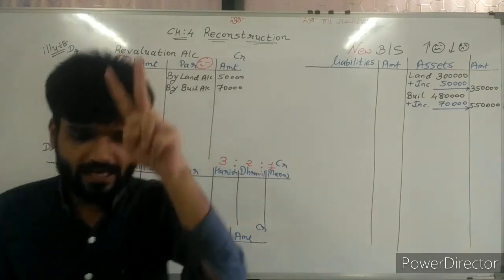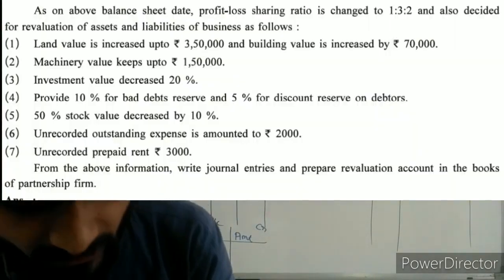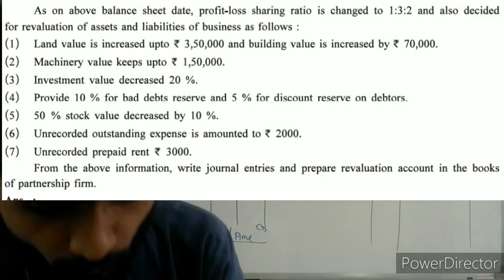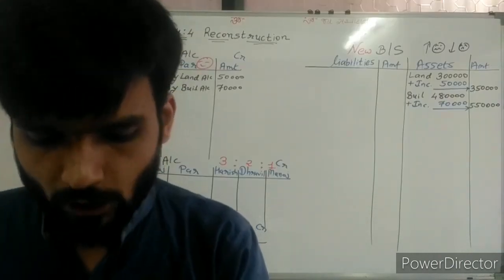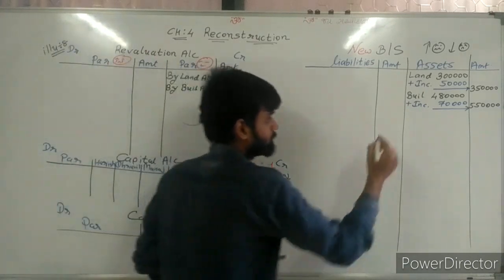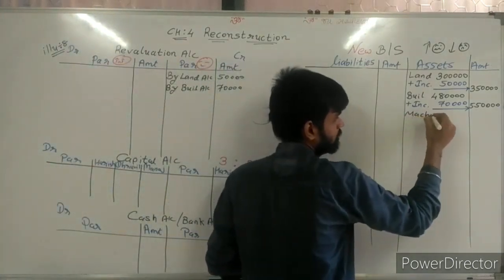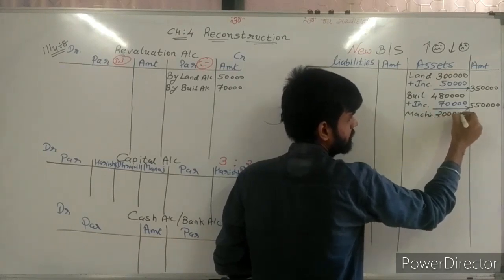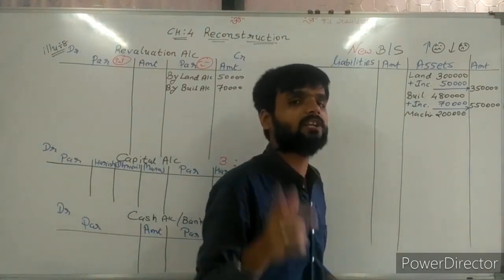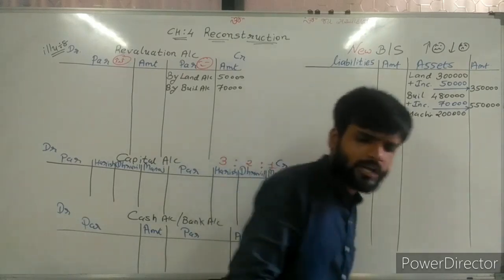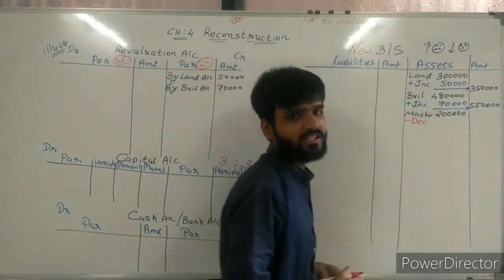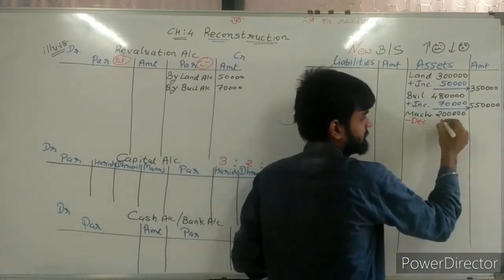Now I am reading the second adjustment from your textbook. Machinery value is kept up to rupees 1,50,000. So we need to make the value of machinery 1,50,000. Machinery value already given is 2 lakh rupees, and we need to keep it at 1,50,000. How can we make it 1,50,000? Definitely we have to deduct. So decrease in the value of machinery is 50,000 rupees.